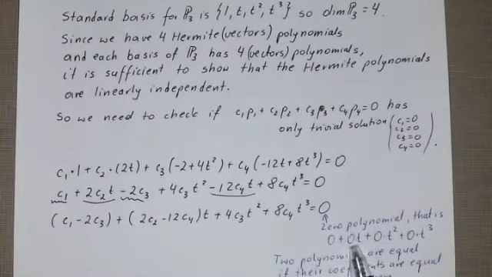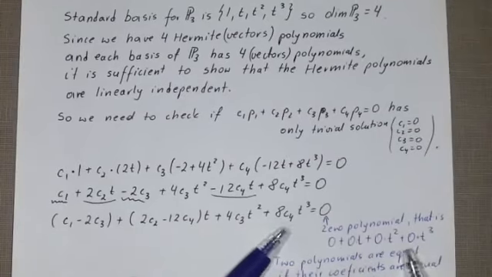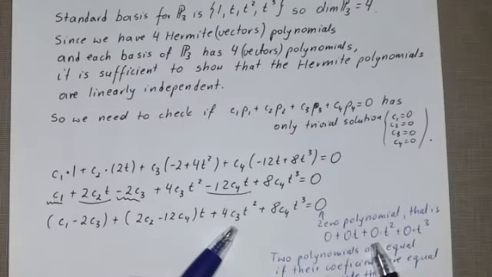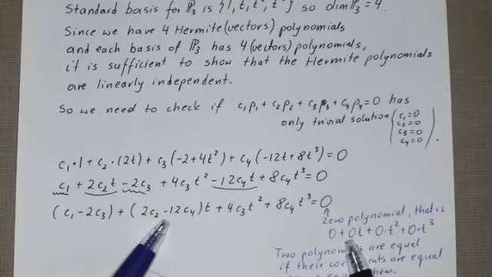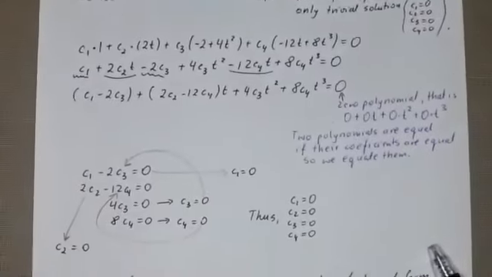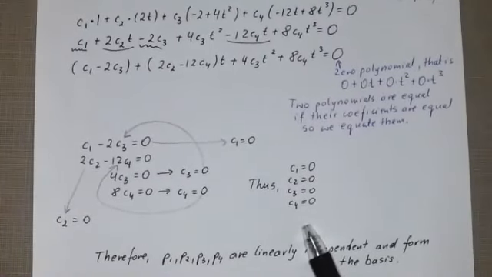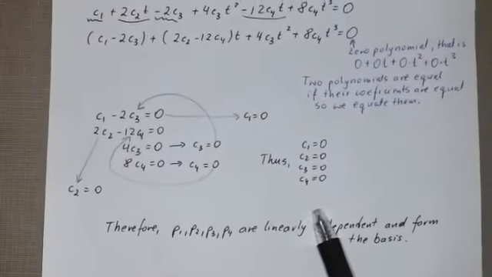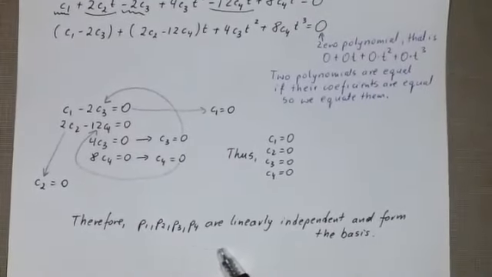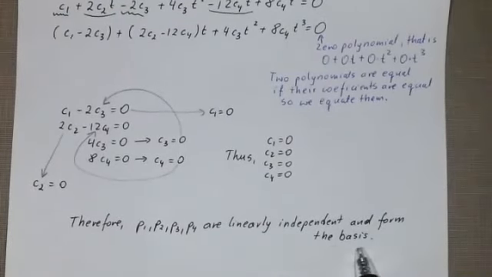The zero polynomial is 0 plus 0 times t plus 0 times t squared and so on. Two polynomials are equal if their coefficients are equal. So we compare the coefficients of t cubed, t squared, t, and the constant with the zero polynomial. Once you solve it, you should get that all the coefficients turn out to be 0. If the only solution is 0, that means the polynomials are linearly independent, and they form the basis.